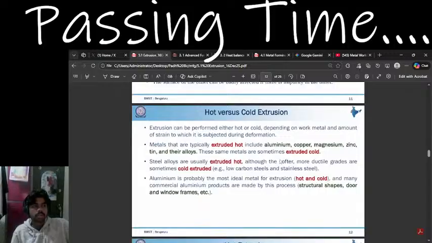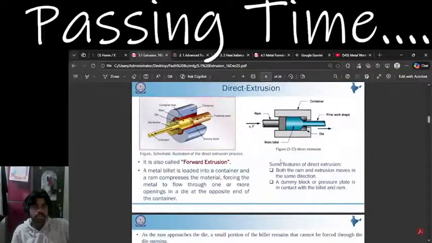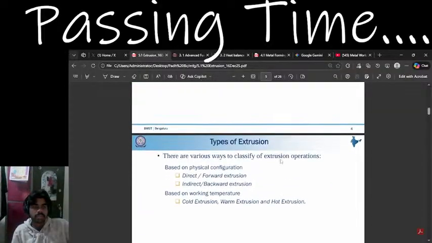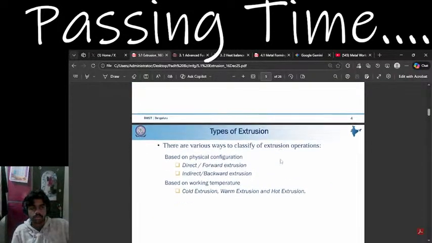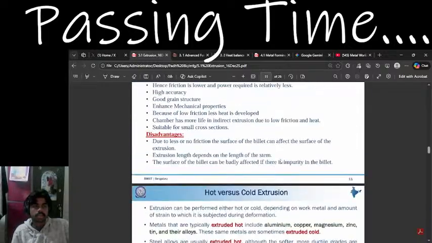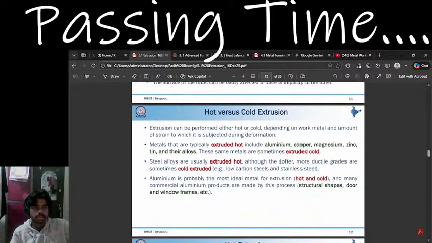Okay, got it. Now we will talk about hot versus cold extrusion. This is another classification, based on working temperature, cold or hot. We're going to start with hot versus cold extrusion.